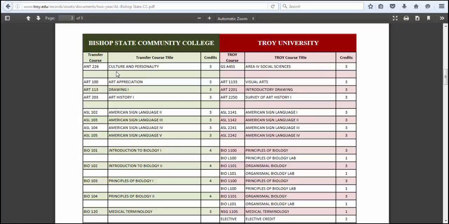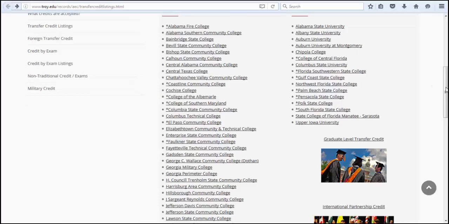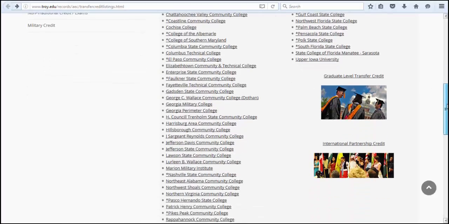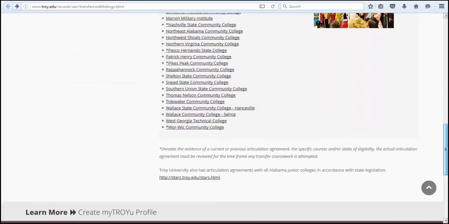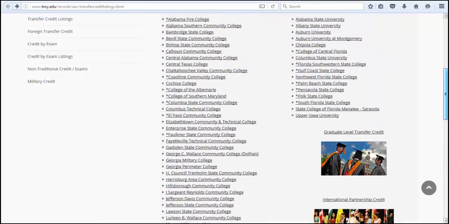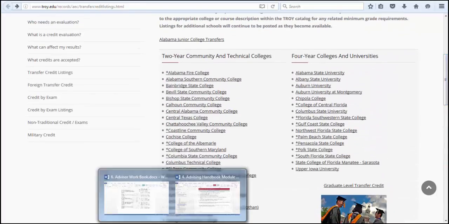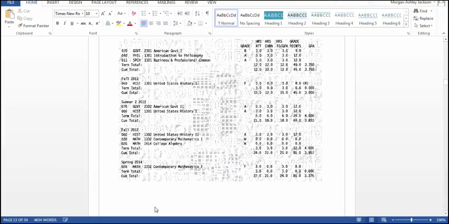So we know the student may not want to take courses out of the social science program. Similarly, if they have an Art 100 Art Appreciation on their Bishop State Community College transcript, then we know that's going to come over probably as the visual arts course that they can use in their fine arts section. The only downside to this particular website is that while there are a lot of colleges listed, unfortunately not all of them are. So what happens if you pull a transcript and you're not really sure what they're going to come over as?